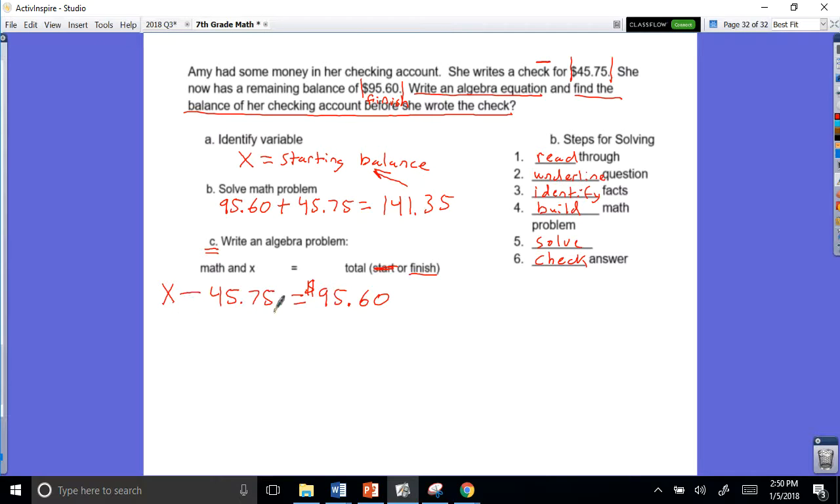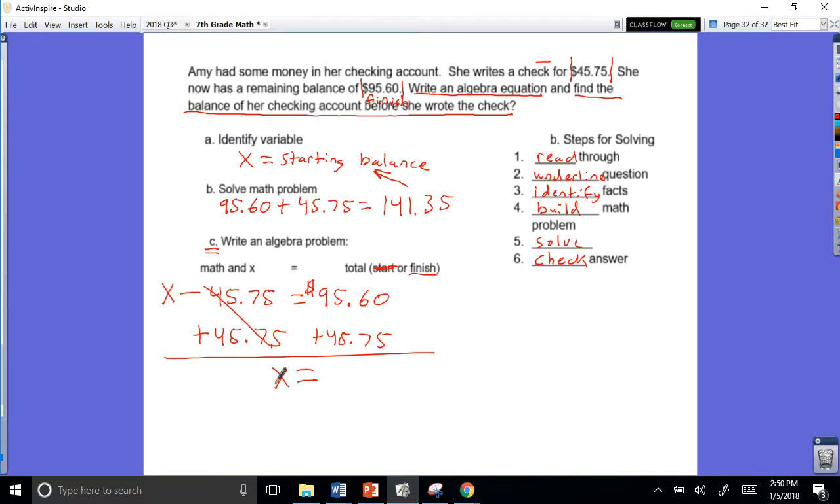Okay? Now, if you were going to take and solve this algebra problem, just like the ones we have been solving, just to show you how this would work out, that it would get this right here. If you were going to solve this algebra problem, we would have to do the opposite of minus $45.75. Okay, so we'd have to go plus $45.75. Do this, cancel that out. Do the same thing over here to this side, plus $45.75. And then we would draw our line across to clean up everything. We would bring down our equal sign, bring down the x.